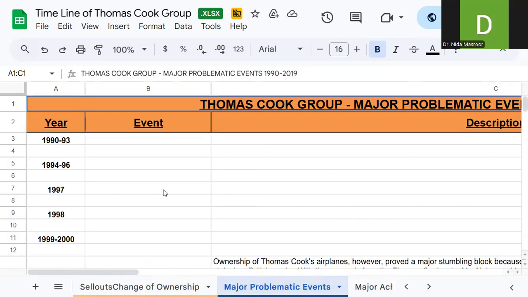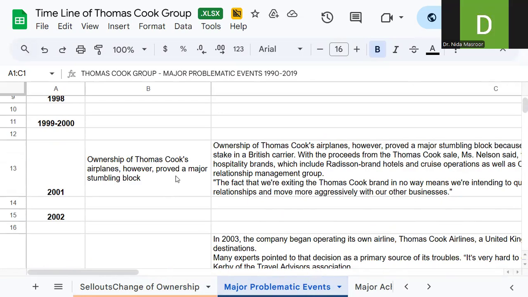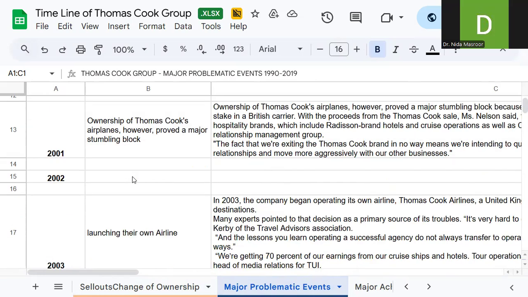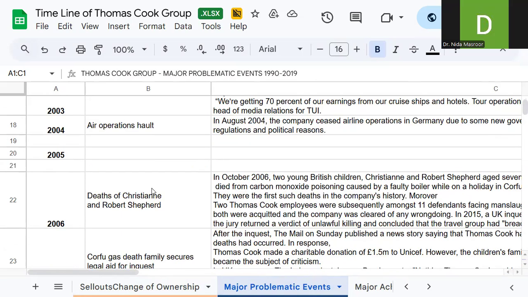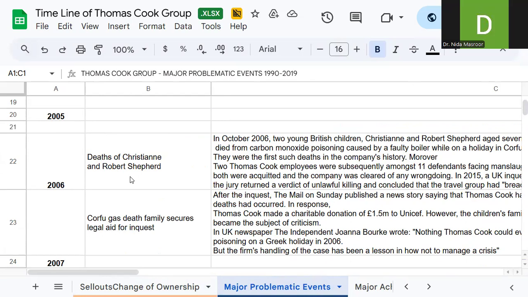Major problematic events occurred. Ownership of Thomas Cook's airplanes proved a major stumbling block. Launching their own airline was a problem. A halt of airport operations. The deaths of Christine and Robert Shepard ultimately became the reason for their bankruptcy in the end, because these were two young children who died because of negligence of the company or of the hotel operators arranged by Thomas Cook.